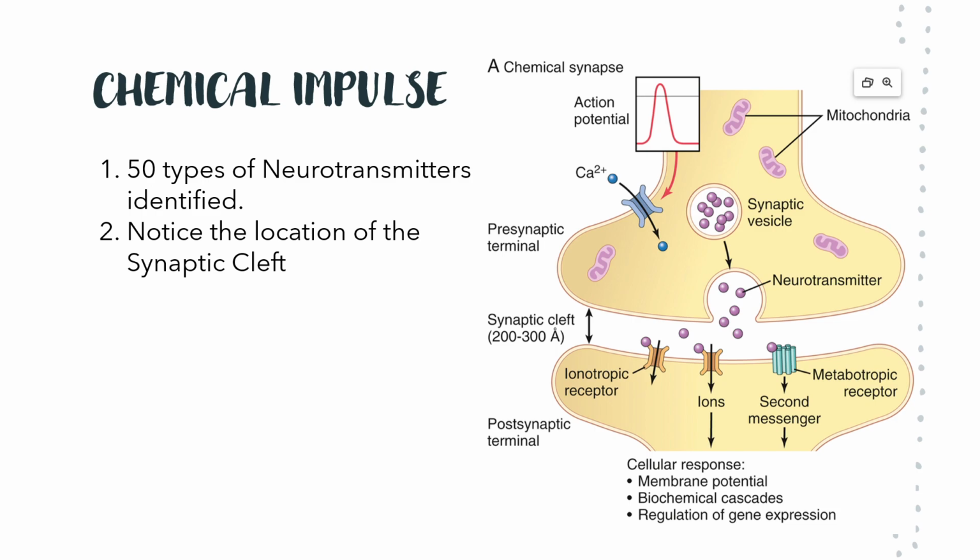Neurotransmitters, for example, is dopamine. Dopamine makes us feel happy. So when the first neuron transmits dopamine, then the subsequent neurons will start to produce dopamine, and then we start to feel happy. So the synaptic cleft prevents neurotransmitters from flowing outside.